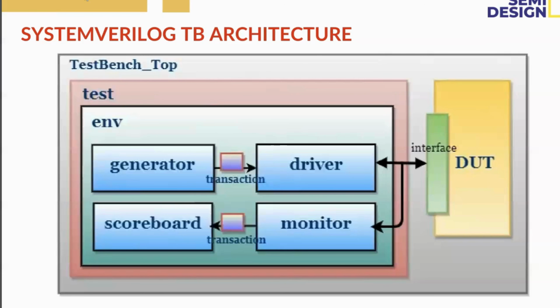There is another hierarchy, the levels of the TB, and in that environment we connect the generator to the driver, the monitor to the scoreboard, and the driver to the DUT and the monitor to the DUT using the interface. The generator to the driver is connected using the mailbox.